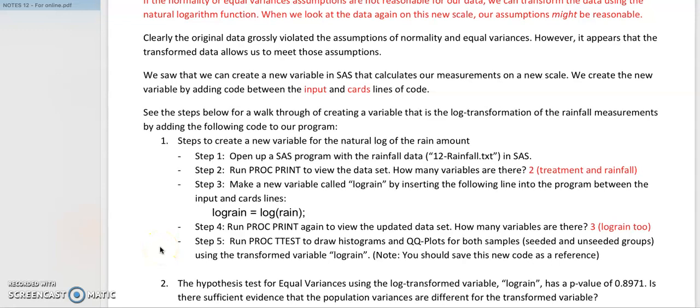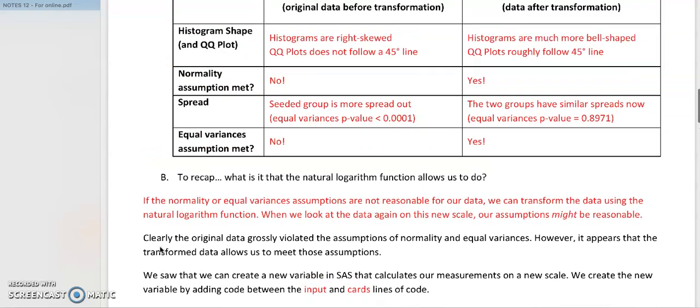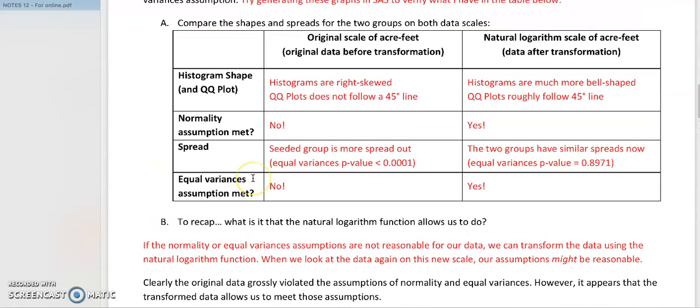In part 2 of Notes 12, we took a look at our rainfall dataset, and we saw that if we used our original rain variable, neither our normality assumption nor our equal variances assumption was reasonable to make. So we wouldn't have been able to do a hypothesis test or make a confidence interval and feel very confident in those results because they weren't based on the conditions that we needed to be true for them to work appropriately.